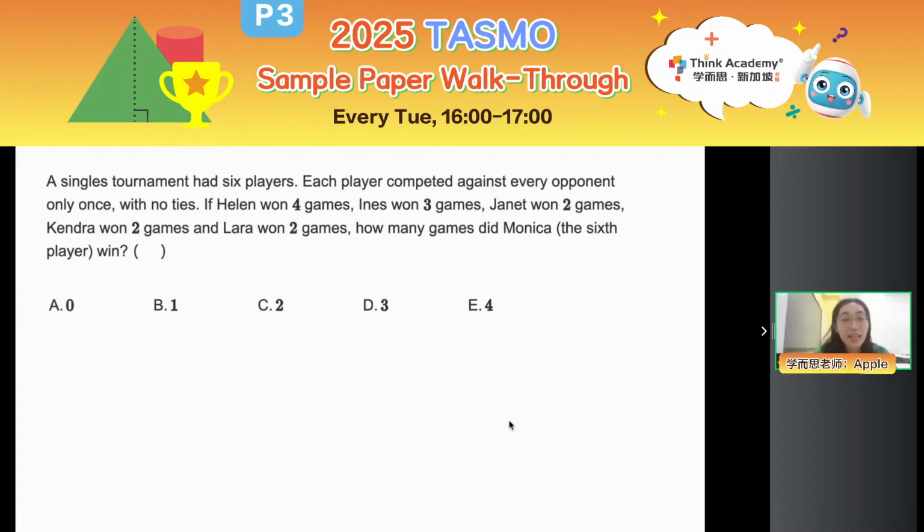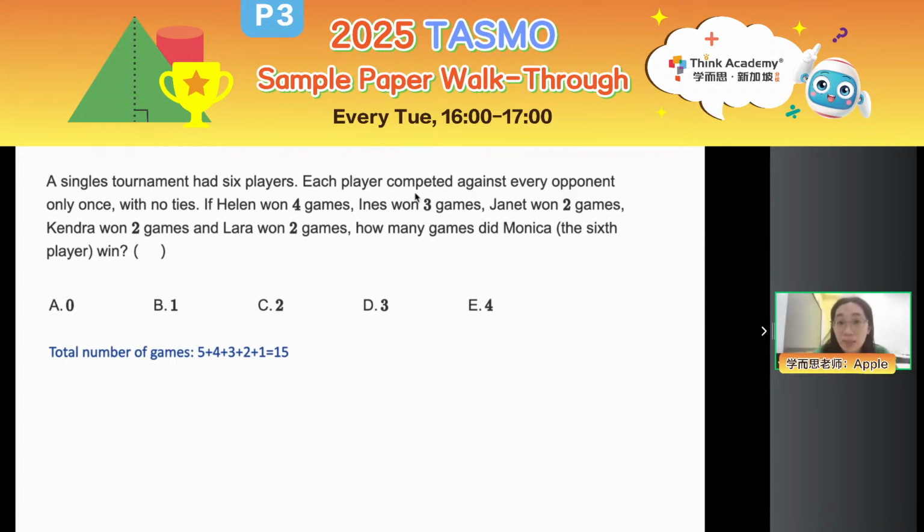Okay. Then next one, a singles tournament had 6 players. Each player competed against every opponent only once with no ties. If Helen won 4 games, Anis won 3 games, Janet won 2 games, Kendra won 2 games, and Lara won 2 games. How many games does Monica, the 6th player, win? Well, here you see that the 6 players. What is the meaning of a single tournament? That is altogether, actually there are 15 games only.